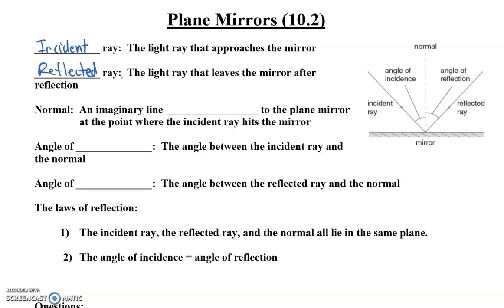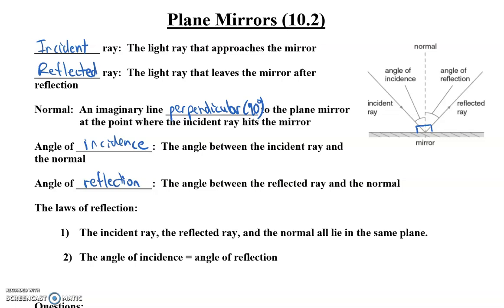The normal is the imaginary line that's perpendicular, or 90 degrees, to the plane mirror at the point where the incident ray hits the mirror. So there you have it right there. There's the normal. It's 90 degrees to that mirror. The angle of incidence is the angle between the incident ray and the normal. And the angle of reflection is the angle between the reflected ray and the normal.